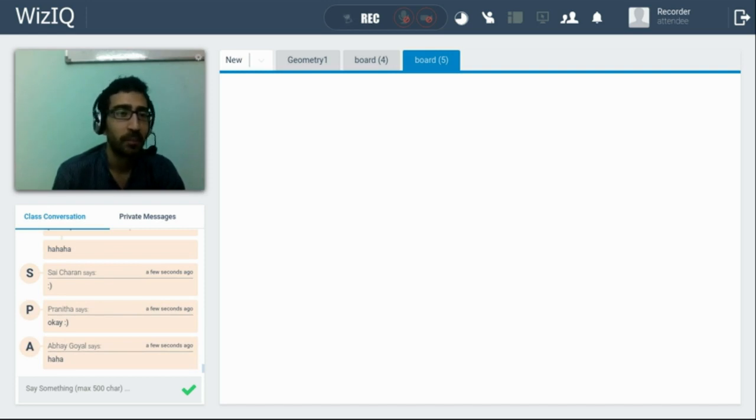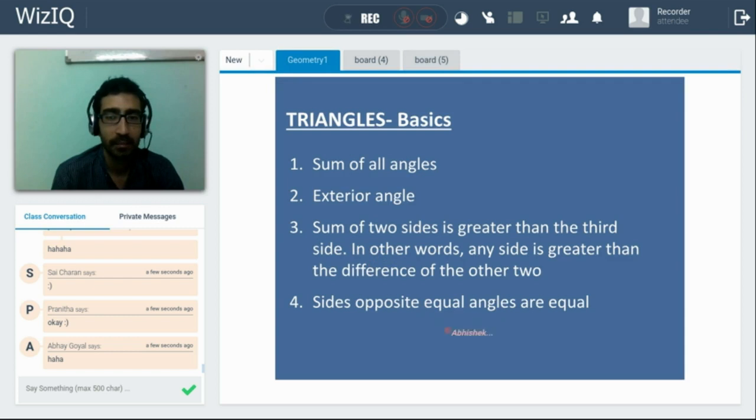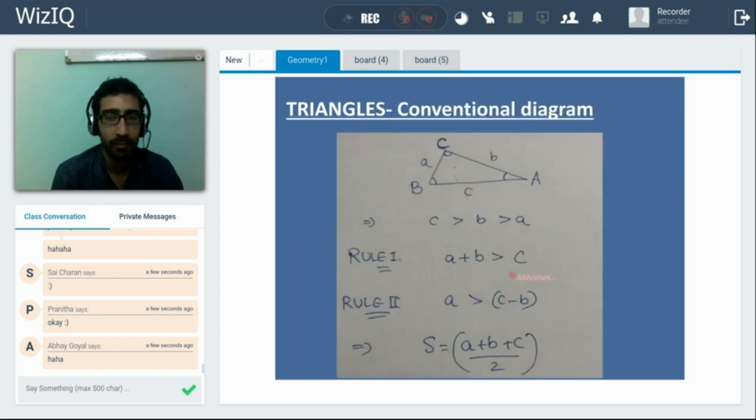But okay, something interesting that I got to know about triangles. Let me show you this diagram that I'm going to use throughout to explain triangles. The reason I use this conventional diagram is because I have assumed here, as we would normally conventionally assume, that C is greater than B is greater than A. So I've taken an enclosed side of straight lines, making three angles: angle A, angle C, angle B.